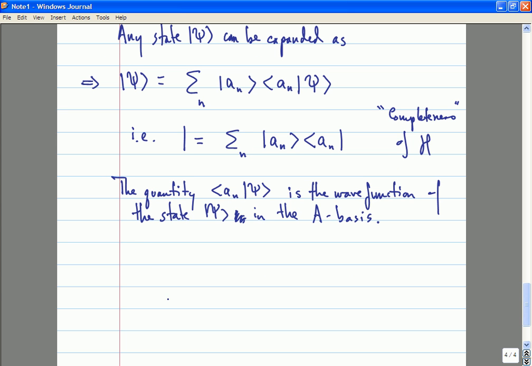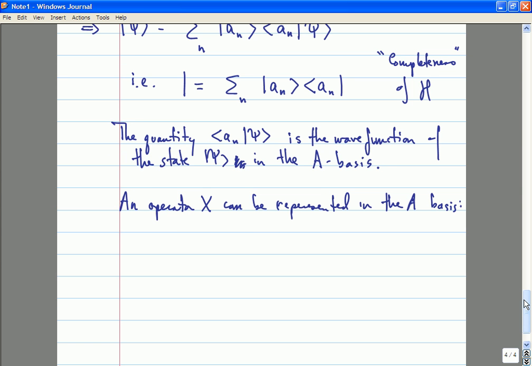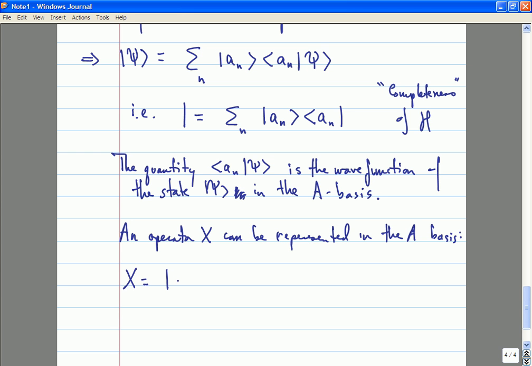So, in addition to representing any state psi in a given basis in terms of its expansion coefficients, the overlaps or the inner products of A with psi, one can also represent an operator x in the A basis simply by using this wonderful formula that 1 is the sum over all of the projection operators, and just writing x as 1 times x times 1, and inserting an expansion in terms of basis states on either side of x.